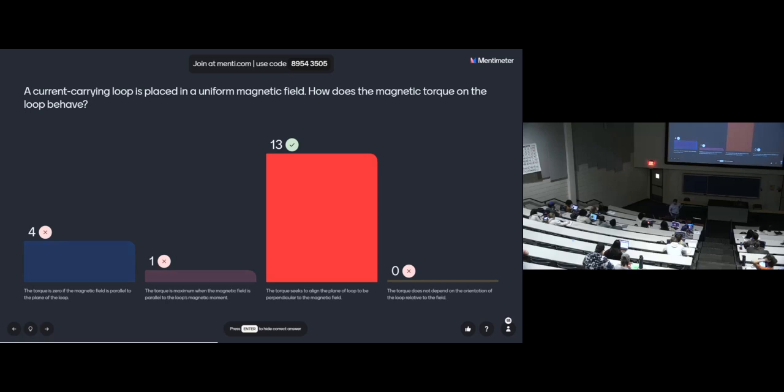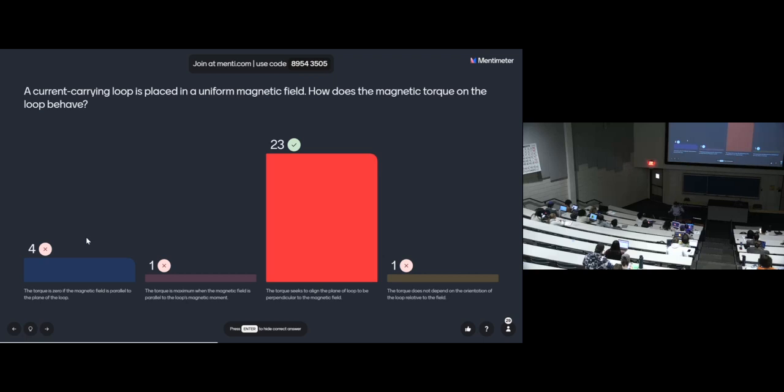All right, so the correct answer is the torque seeks to align the plane of the loop to be perpendicular to the magnetic field. I'll give an explanation of that here in a second, but it's not the first answer. The torque is 0 if the magnetic field is parallel to the plane of the loop. If the loop looks like this and makes a plane and the magnetic field is parallel to that plane, the normal is pointed up this direction. That means the normal and the magnetic field that is going this way are then perpendicular, and we defined it in terms of this direction, not the plane of the loop here, but perpendicular to the plane of the loop. So it's not the first one.